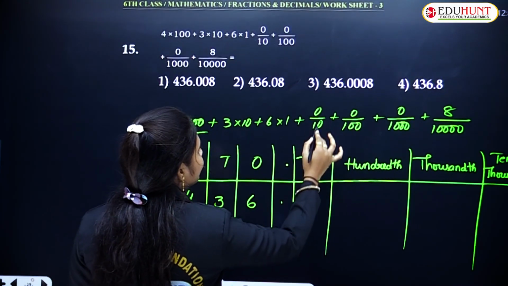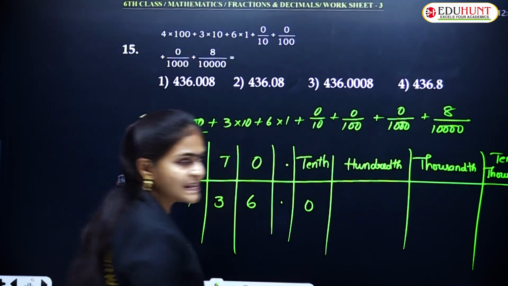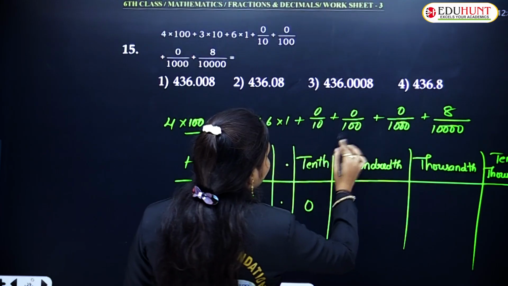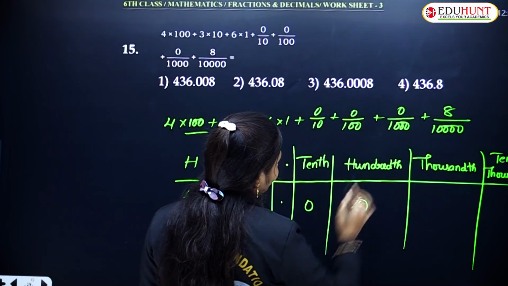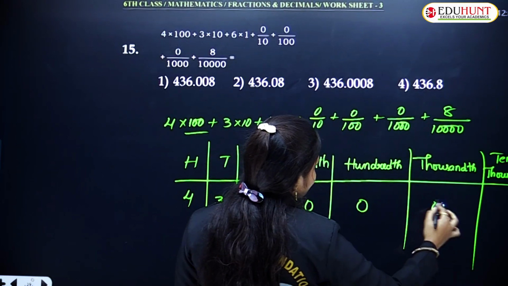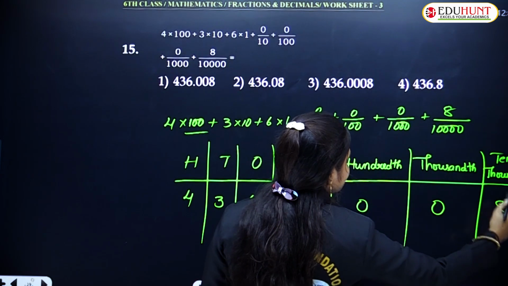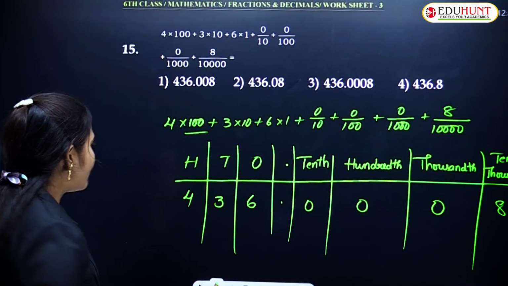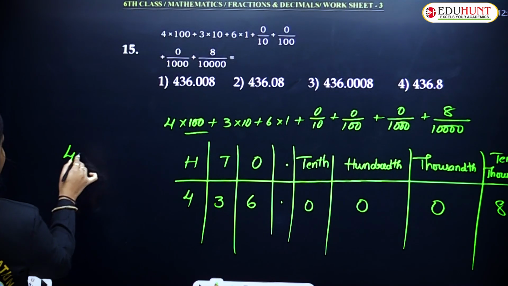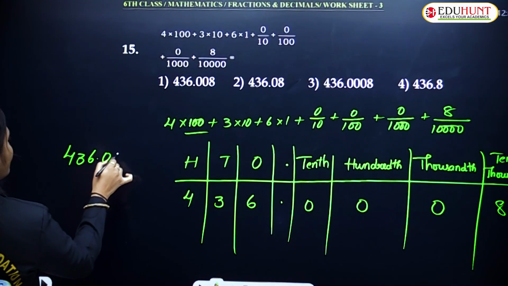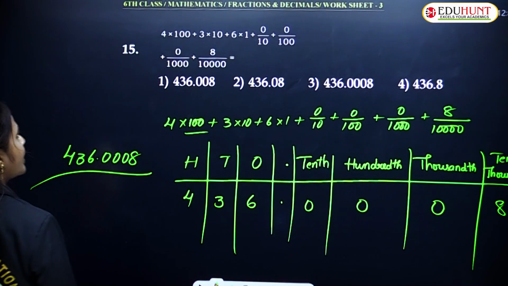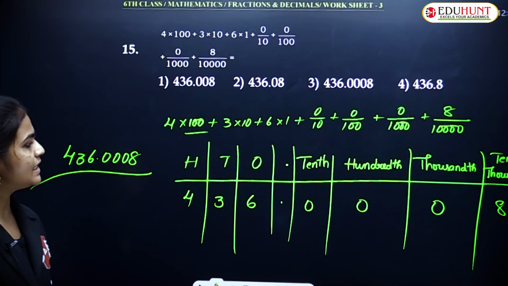Next, in the tenths place we have 0, in the hundredths place also 0, and the thousandths place is also 0. The ten-thousandths place is 8. Understand? So finally the number is 436.0008. Understand? So which option is correct here?